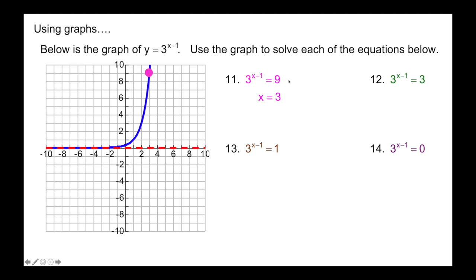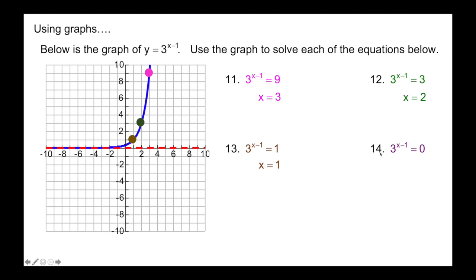For number 12, this time I'm looking at positive 3. That lines up right here, which is at 2. From here, I'm going to plug that back in and check it. So this is 3 to the 2 minus 1. That means it's 3 to the first, which does equal 3. For 13, I'm looking at positive 1, which is going to end up right here. So from here, when I look at the associated x value, that is going to be at positive 1. Once again, if I check that, 3 to the 1 minus 1 is 3 to the 0. Anything to the 0 power is 1.